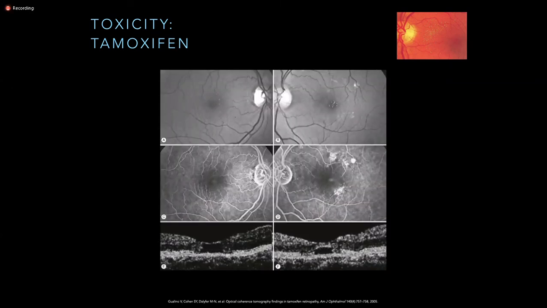Here's another photograph, fluorescein and OCT of a patient with tamoxifen toxicity. So we see the crystals up top. There's some changes on the fluorescein, but specifically looking at the OCT at the bottom, we see a fairly pronounced defect in the outer and foveal retina.